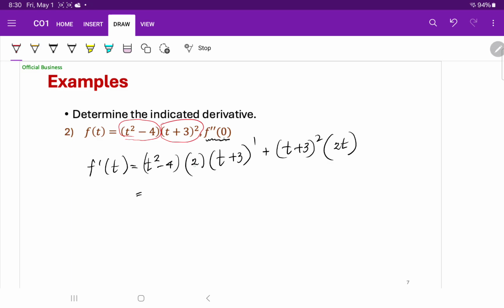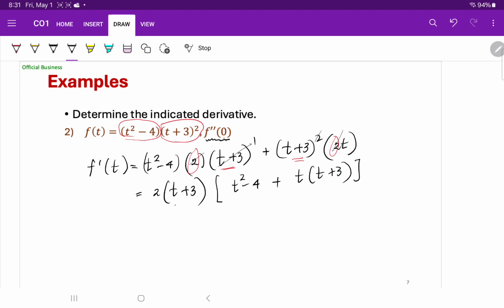So what's common here? You have 2. And what else? T plus 3. So we have t plus 3 here. We also have here t plus 3. So we copy 2 and t plus 3 out. Alright? So then, what's left inside? So 2 and t plus 3 is out already. So you get here t squared minus 4 plus, here 2 is out and one of the t plus 3. So what's left is t times t plus 3.